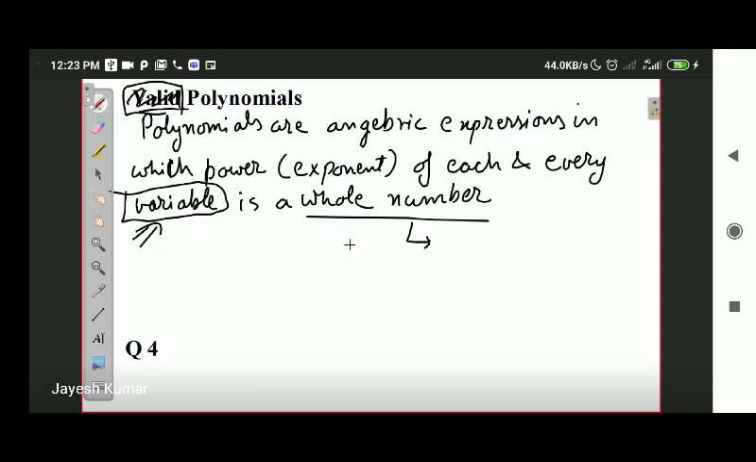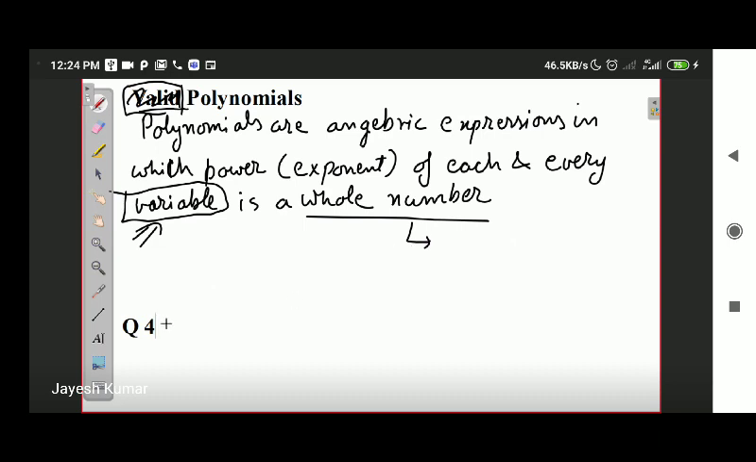Okay, so how do we identify whether the given expression is a polynomial or not? The application of this definition is, how do we determine whether the given expression is a valid polynomial or not? So what we do is we take two criteria. We determine whether in the given statement there is any variable in the denominator.